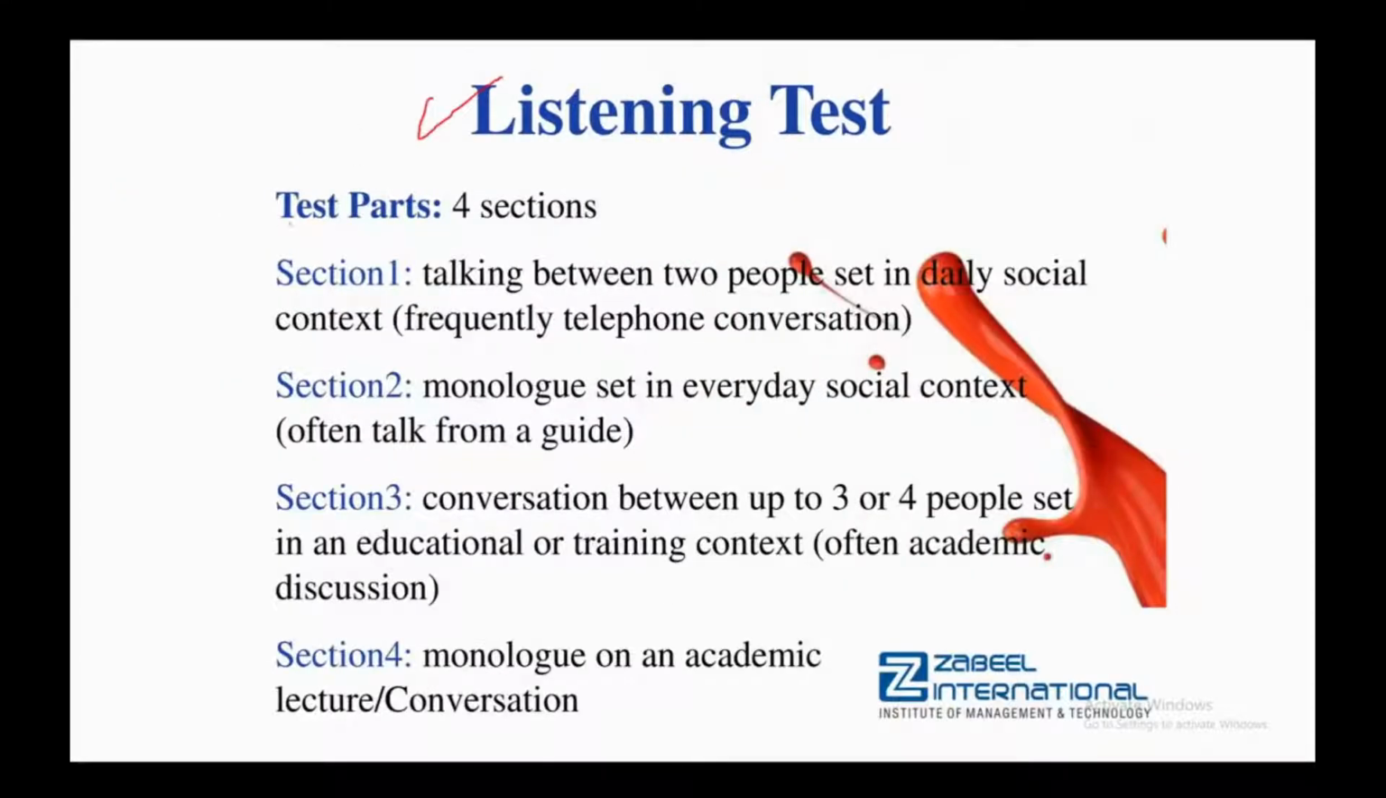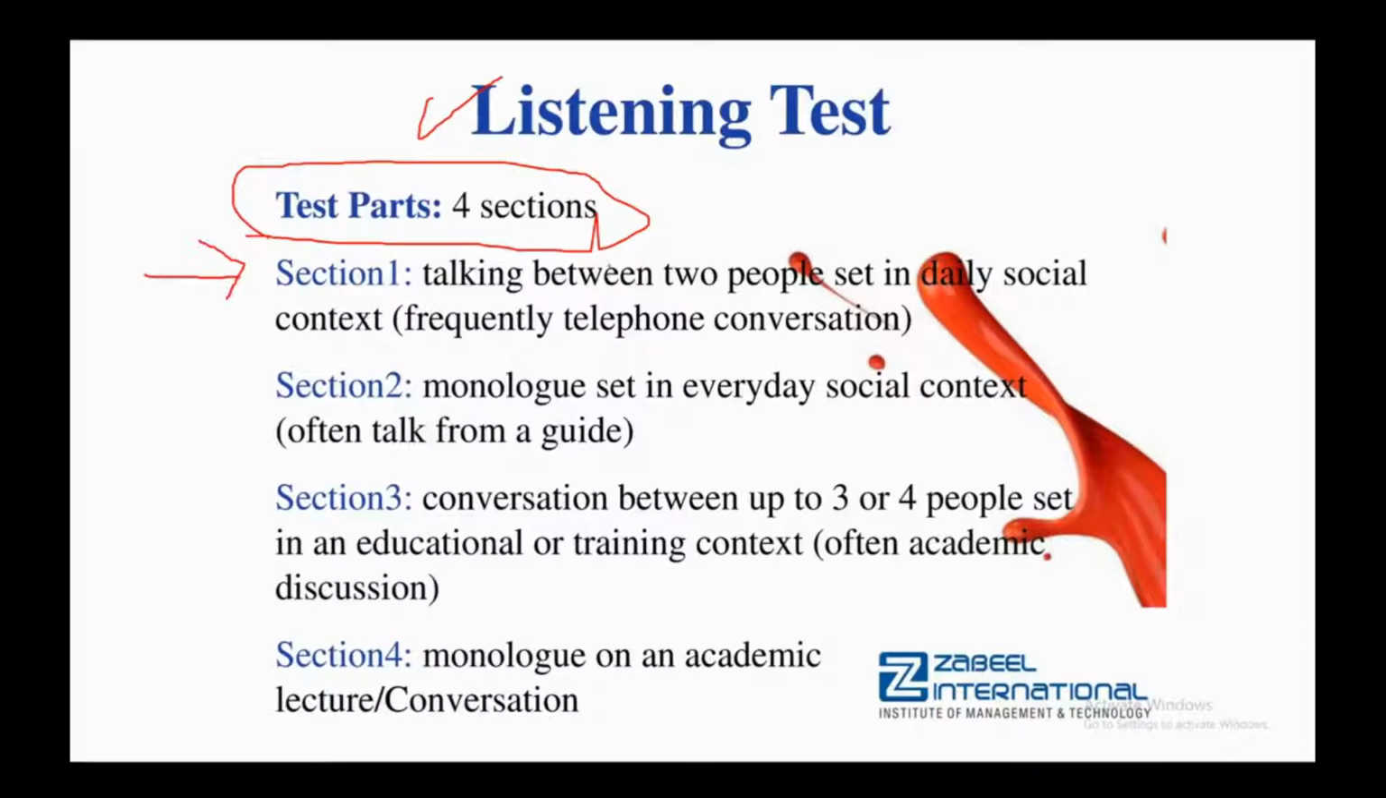The listening test comprises 4 sections. In section 1 you will be listening in your headphones to a conversation between 2 people set in a daily social context, like what is your name, where do you live, what is your phone number, what is your email ID, what is your street number, what is your mailing address. These sorts of things you will listen to in section 1.